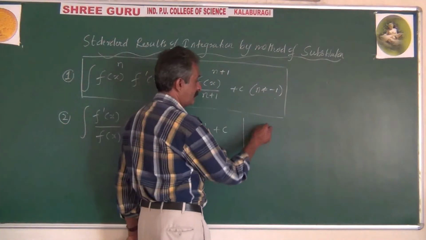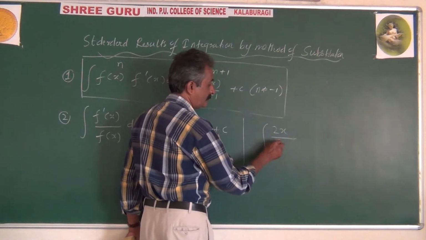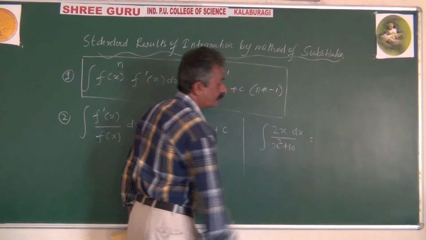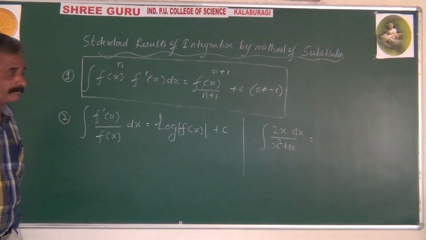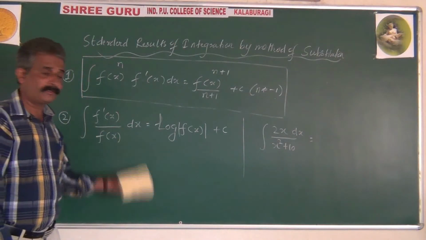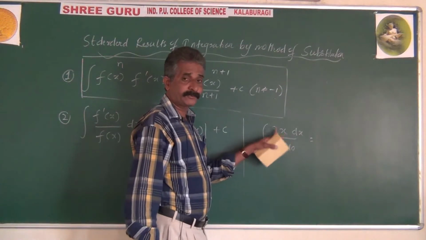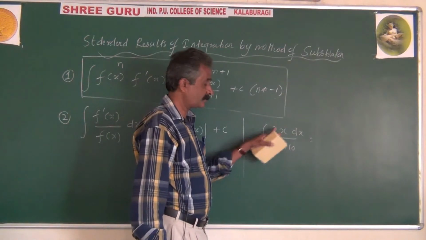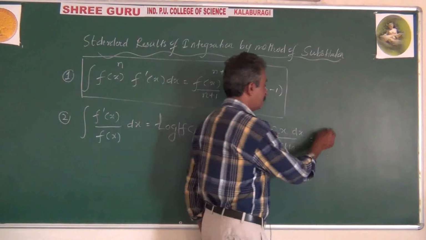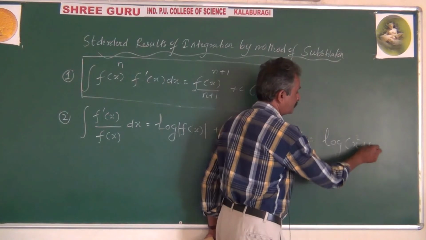For example, integration 2x divided by x square plus 10 dx, its answer directly by this formula. You can go for the substitution method, put t equal to f of x, but it is not necessary. So how much is the differentiation of x square plus 10? It is 2x, because differentiation of x square is 2x, differentiation of 10 is 0. Answer: log of x square plus 10 plus constant.